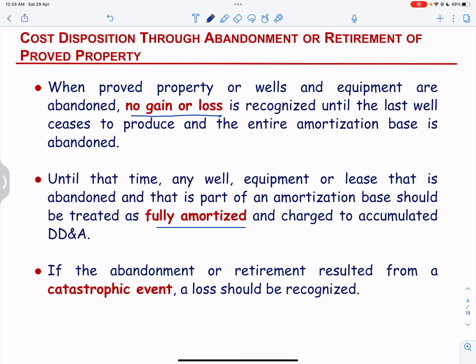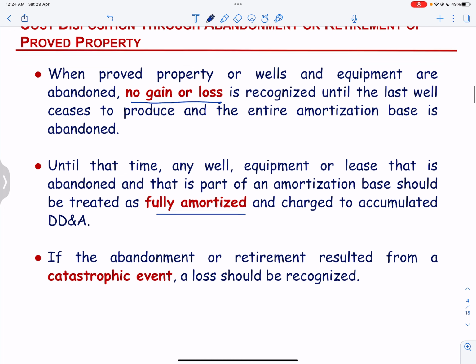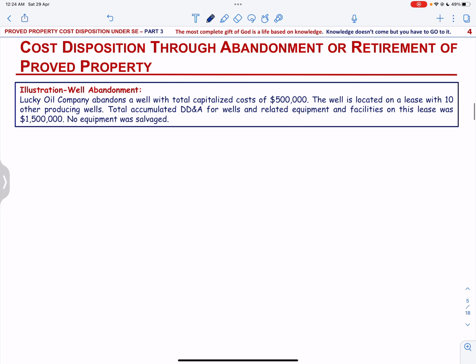If the abandonment or retirement results from a catastrophic event, then the loss should be recognized. Let us solve an illustration in this regard. Lucky Oil Company abandons a well with total capitalized cost of 500,000. The well is located on a lease with 10 other producing wells. Total accumulated DD&A for wells and related equipment and facilities on this lease was 1,500,000. No equipment was salvaged.